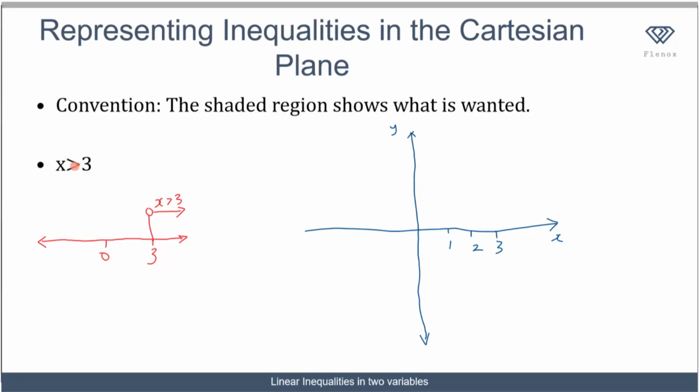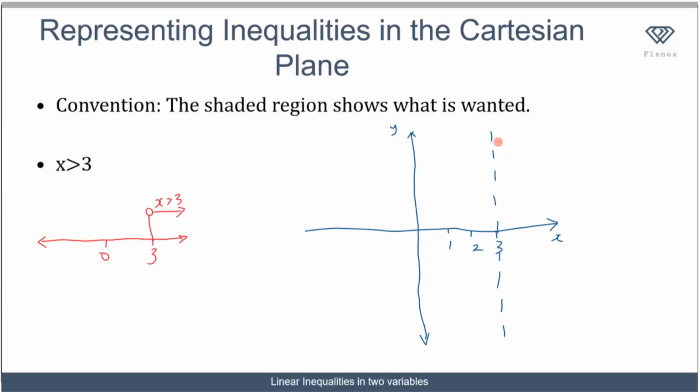If it were an inequality with an equals to sign, then I'd use a bold line. But now I'm just going to make use of a dotted line. That is also the convention to use. So when I draw it across the desired point, which is x equals to 3, I'm told that the value of x is greater than 3. Since it's greater than 3, that means it lies to the right of 3.